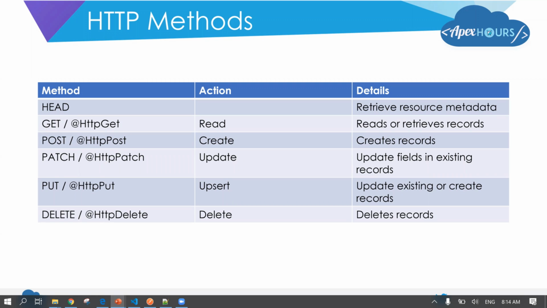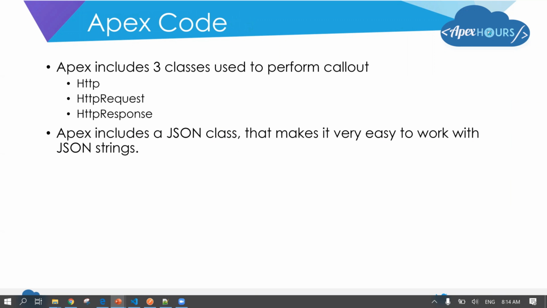Then PUT is upsert. Upsert is nothing but insert or update. If the record is not there, it would insert. If it is present, it would just update. So it updates existing records or creates them, and DELETE we would use to delete records. In the demo, it will be very clear how to use all these methods when we are calling Salesforce's Apex REST or Salesforce REST APIs.